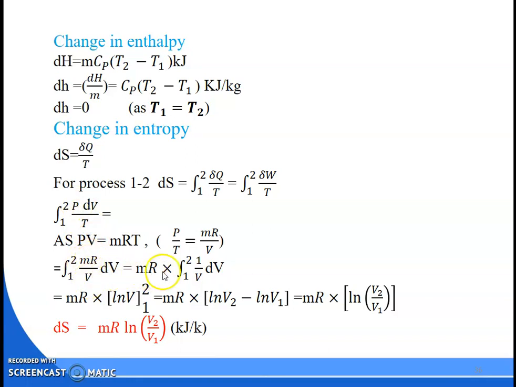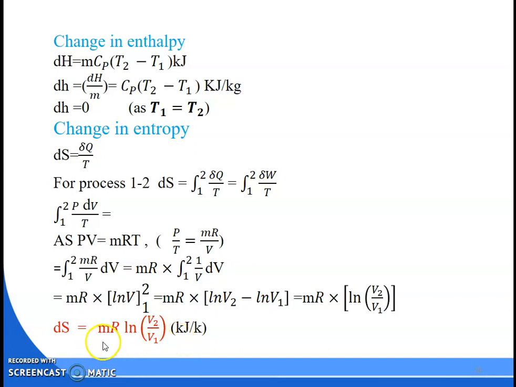That is equal to mR. Since mR is a constant, we take it outside. Then the integration of 1 by V dV. What is the integration of 1 by V dV? That is ln V, with limits from 1 to 2. Then mR times ln V2 minus ln V1. So I can put mR into ln V2 by V1. So ds is equal to what? Change in entropy for constant temperature process or isothermal process is ds equal to mR ln V2 by V1.